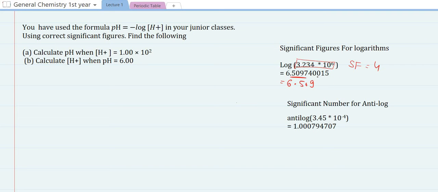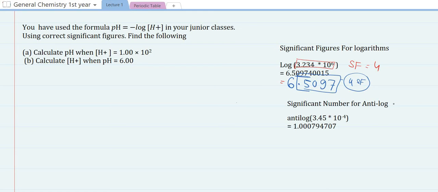But when it comes to logarithms, that is not the case. We should look at the significant numbers after the decimal point. Therefore, it should be 6.5097. We should consider the value after the decimal point, since the original number has four significant figures. This is correct. Now let's take another example, calculating the antilog.